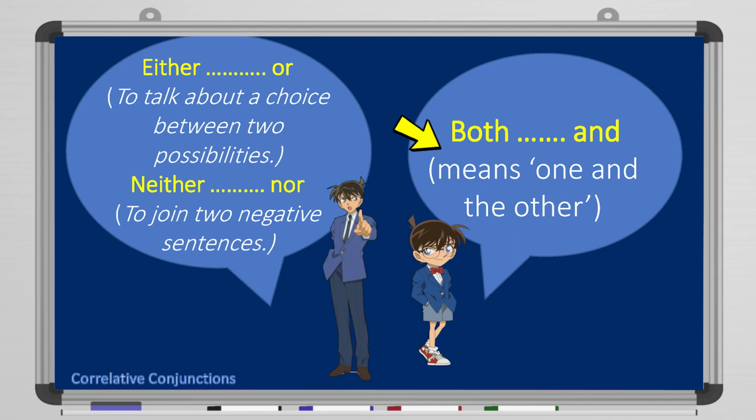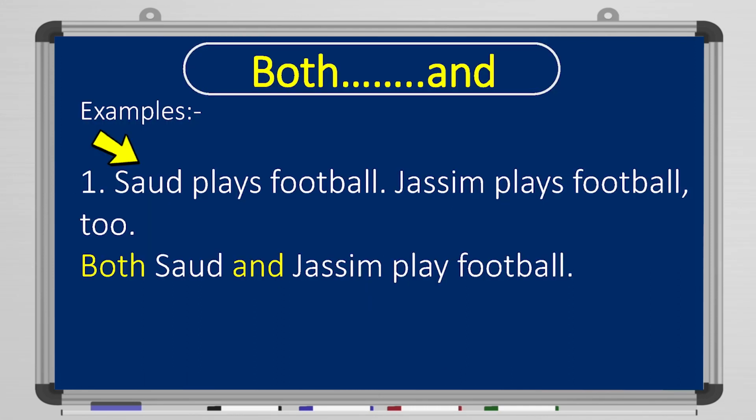However, both...and means one and the other. So when we use both...and, we're talking about two things, one and the other. So basically, if you decide to have both followed by a noun, then and has to always be followed by a noun. If it's followed by an adjective, it also has to be followed by an adjective.